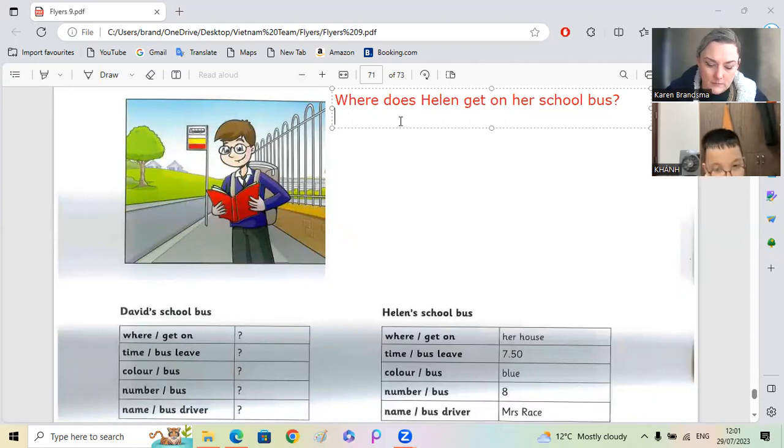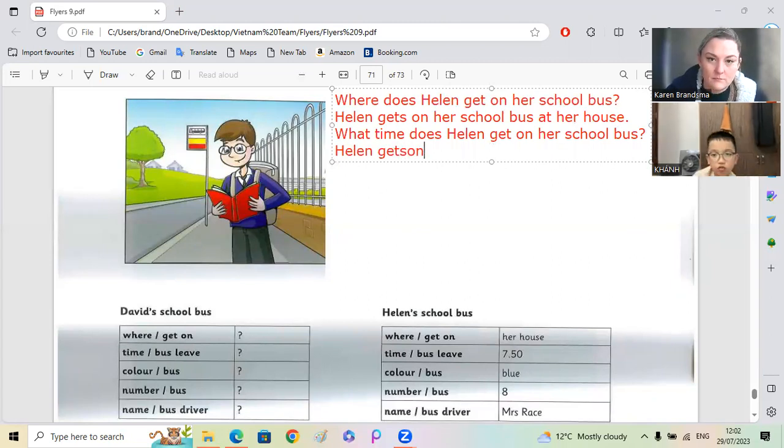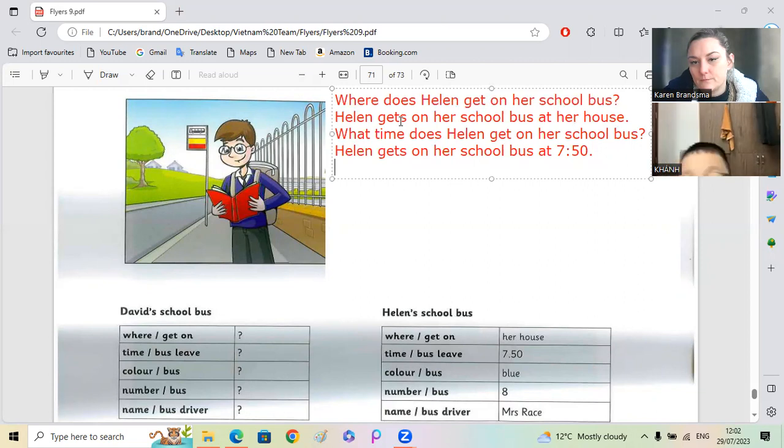Helen gets on her school bus at her house. Okay, what time does Helen get on her school bus? Helen gets on her school bus at 7:50. At 10 to 8. If it's 7:50, it's 10 to 8. Okay.